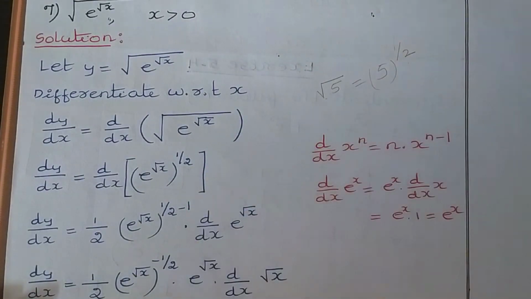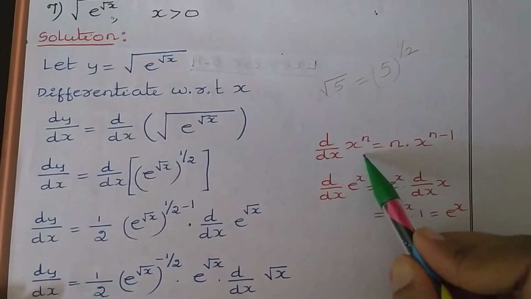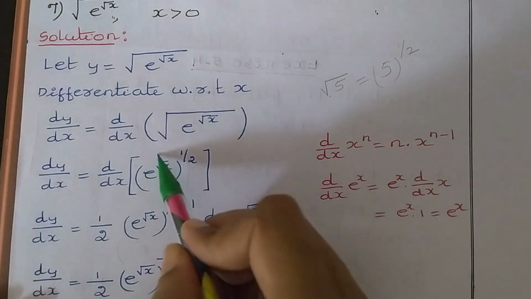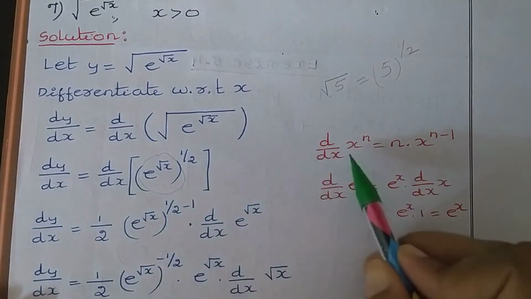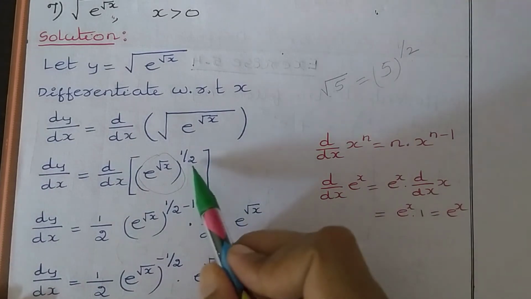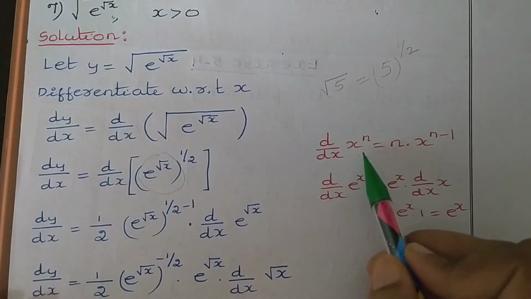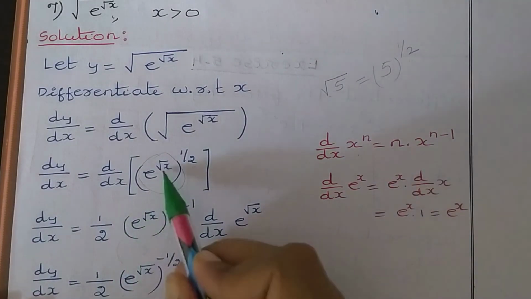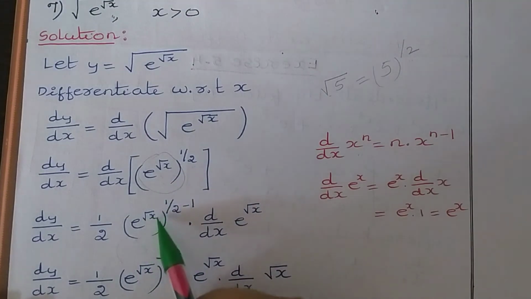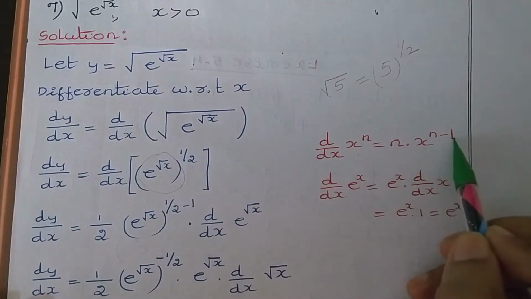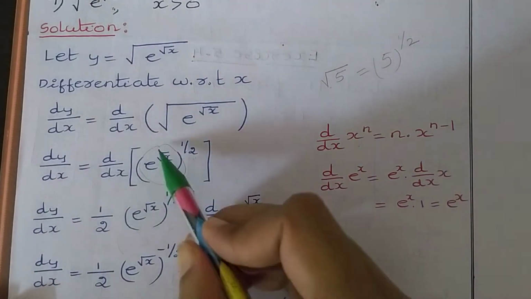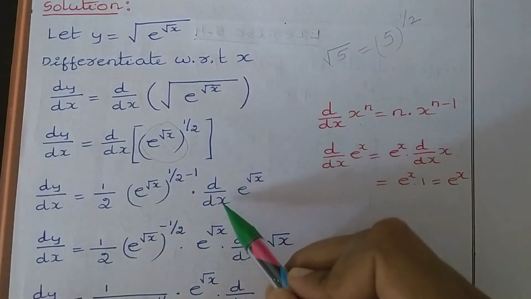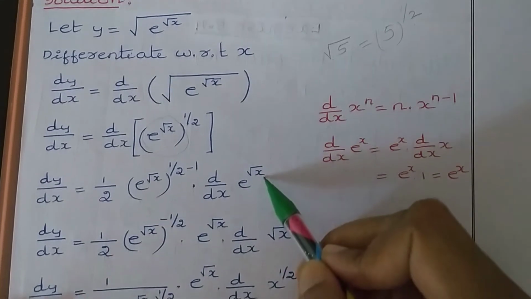Next, for this, now you can apply the formula x to the power n is equal to n into x to the power n minus 1, where here this entire thing you can take as x and power value as half. After applying this derivative formula, we get here n, that is half into x. x is this one, e to the power square root x to the power half minus 1. Further, again we have to apply the chain rule here to find the derivative of this. So d by dx of e to the power square root x.